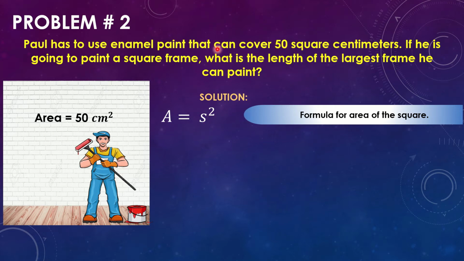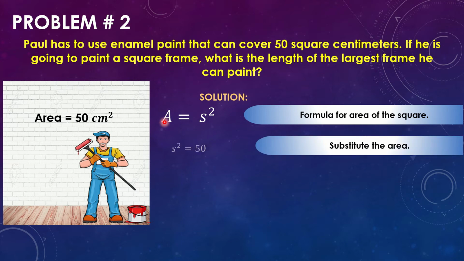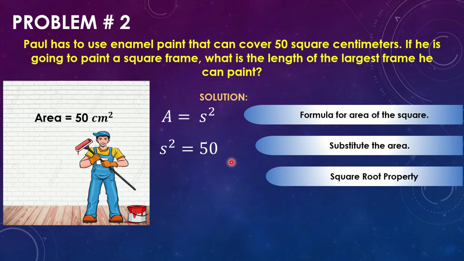So from here, it says that the area is equal to 50 square centimeters. So meaning, we will substitute that to our A. So we have S squared is equal to 50. Now, since we have here a quadratic term and a constant term, we will use again the square root property. So I'll simply extract the roots for S squared and 50. And we know that 50 is not a perfect square, so find the factors of the square root of 50 first to simplify that one.